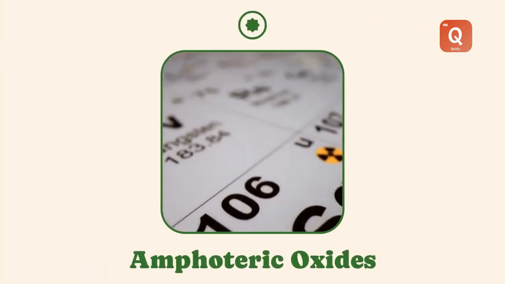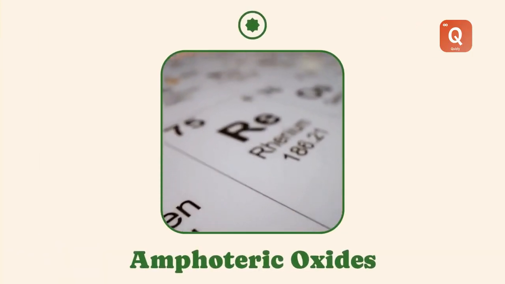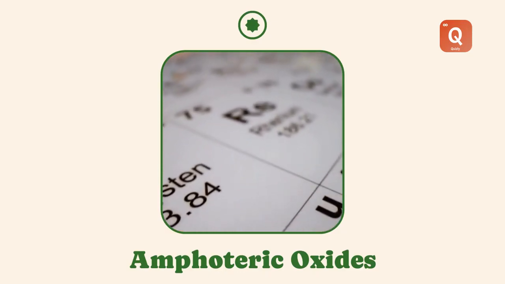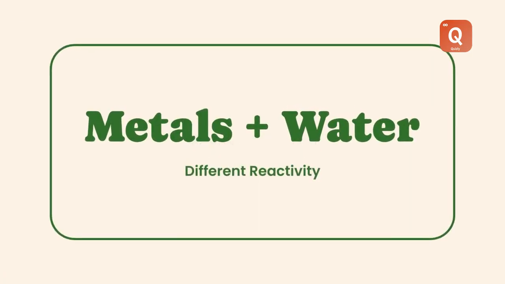Some metal oxides, like aluminium oxide and zinc oxide, are unique. They are called amphoteric oxides because they react with both acids and bases. Next, let's see how metals react with water.